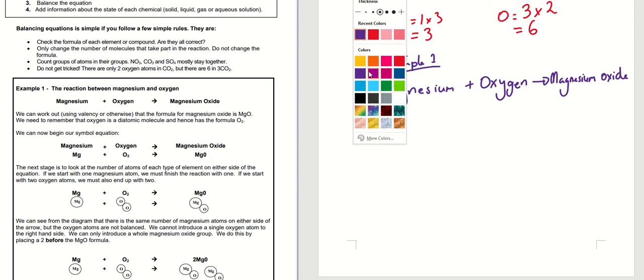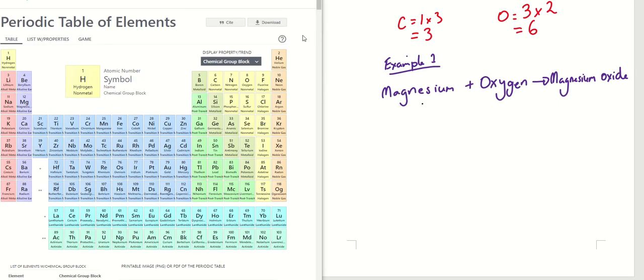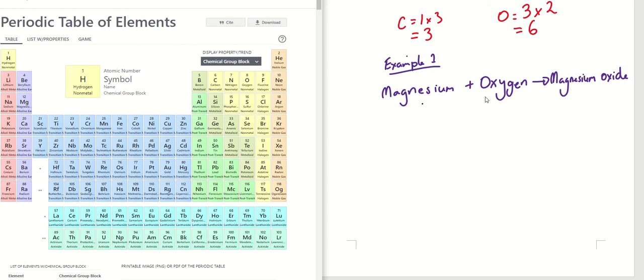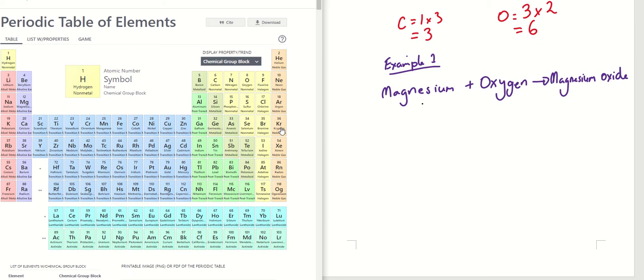The next thing you need to do before you write the equation is work out what the symbols are. So just change to the periodic table. You will need to be using this as you go. Magnesium is in this position here. The symbol for magnesium is Mg. And then oxygen is in this position here with the symbol O.